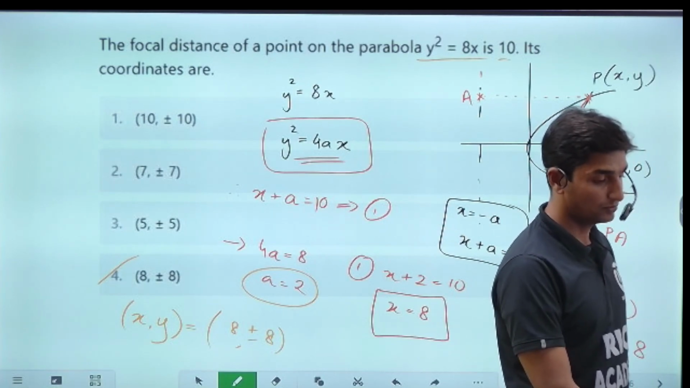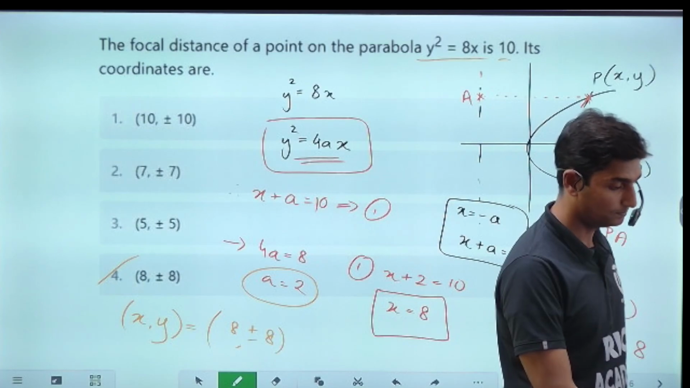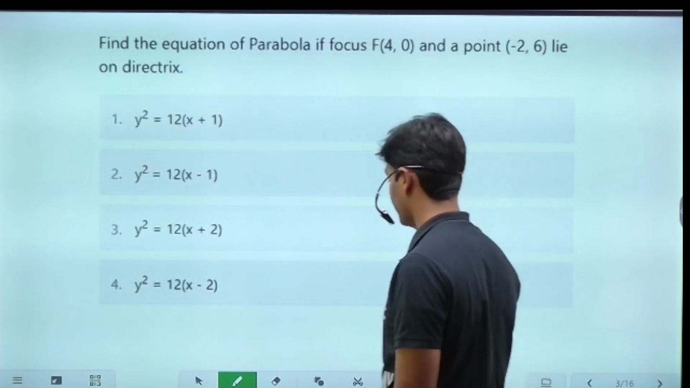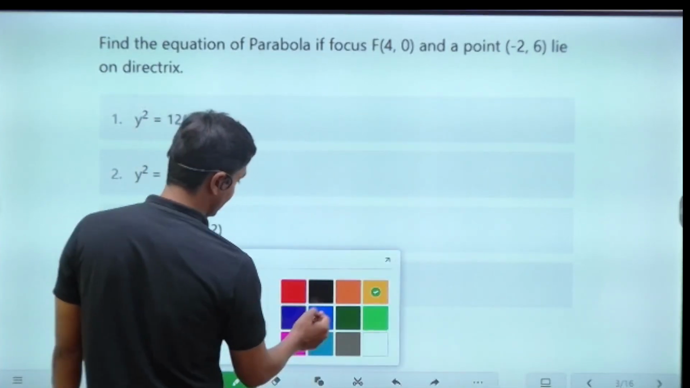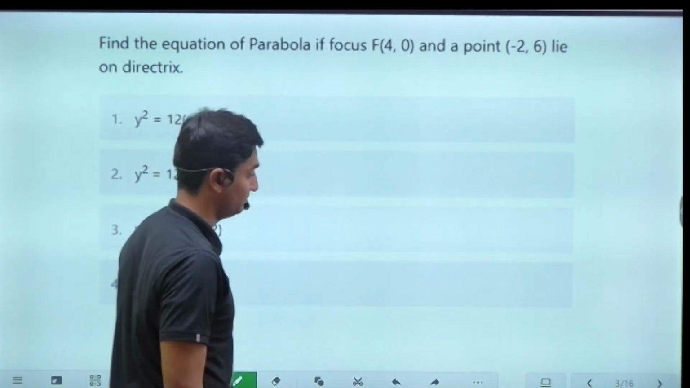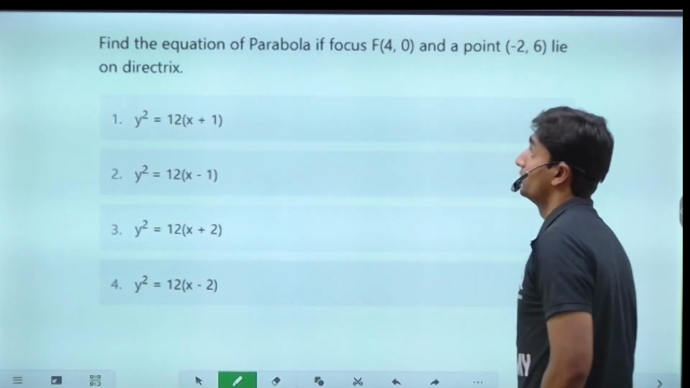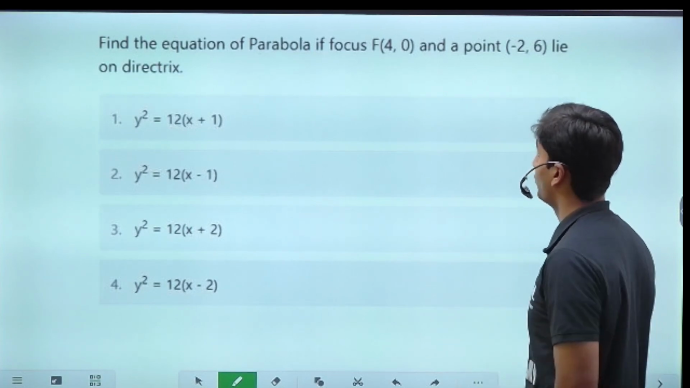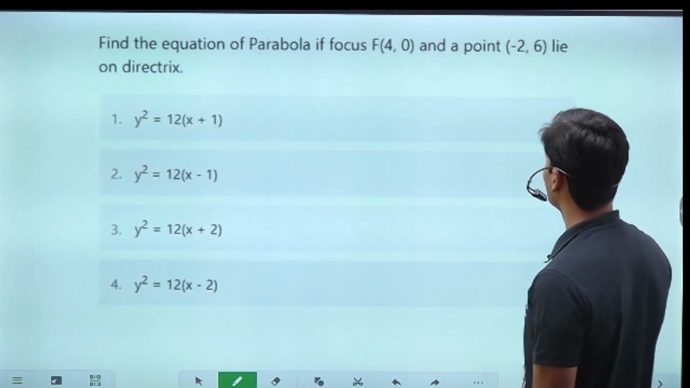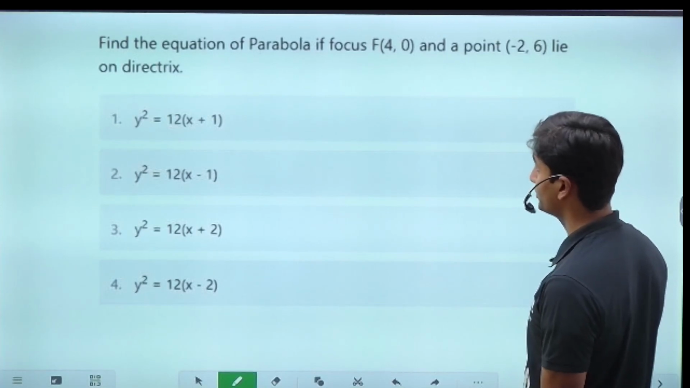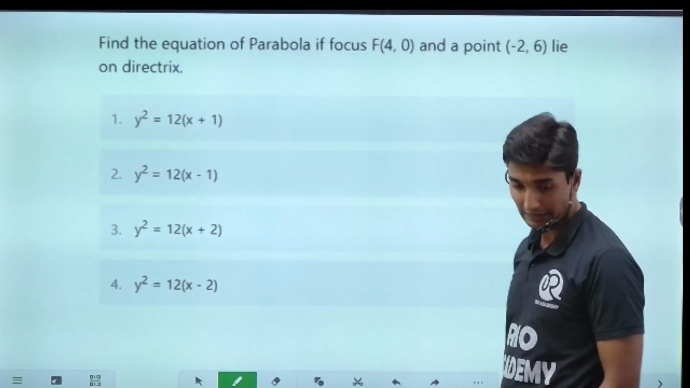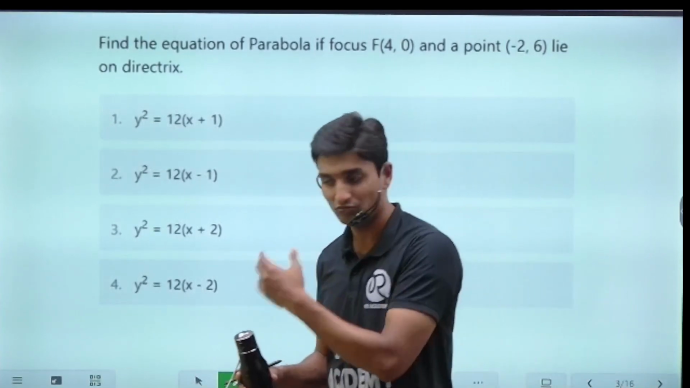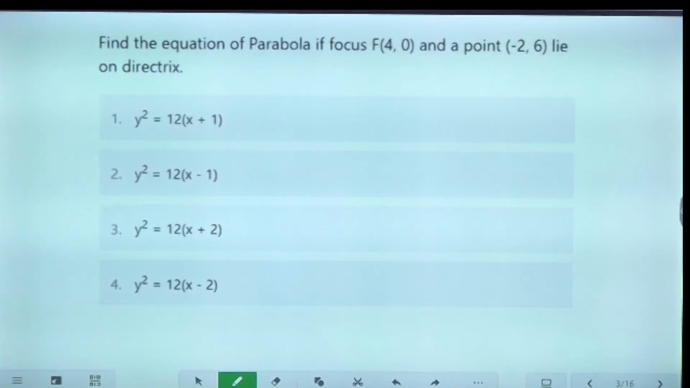Okay, so now we'll move on to the next question. This is the second question. Please read the question and try to understand, guys. Find the equation of the parabola if the focus is F(4, 0) and the point (-2, 6) lies on the directrix. It is basically asking us to find the equation of the parabola. Please excuse me a minute, guys. Just try to solve this one. Read the question and try to understand.